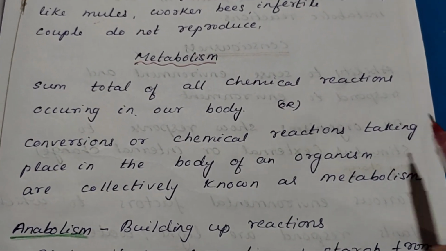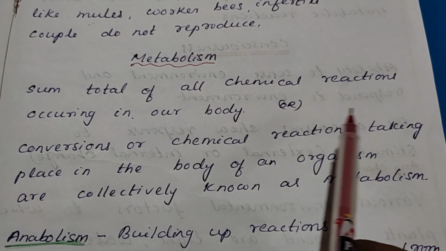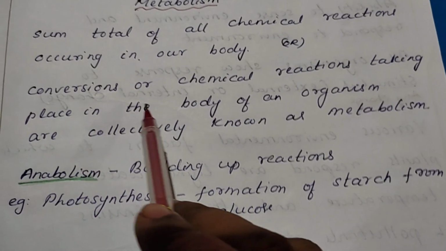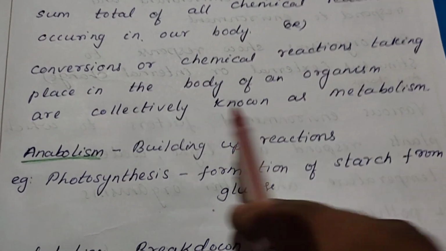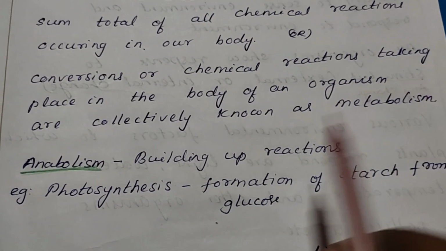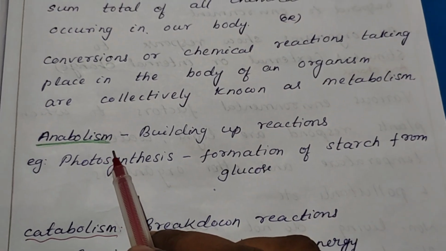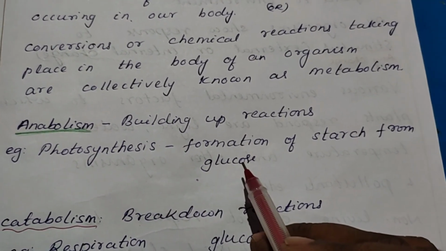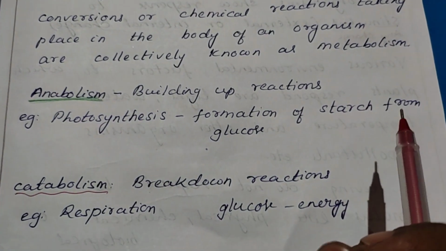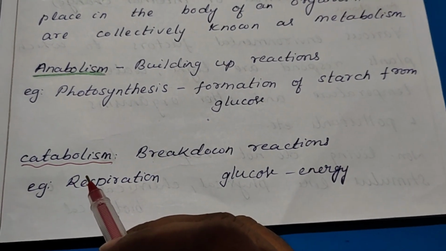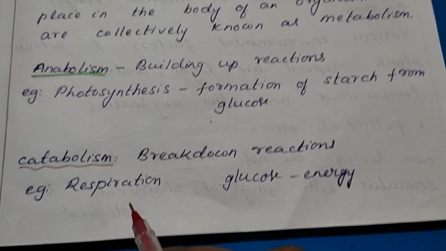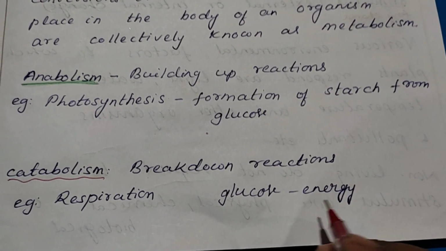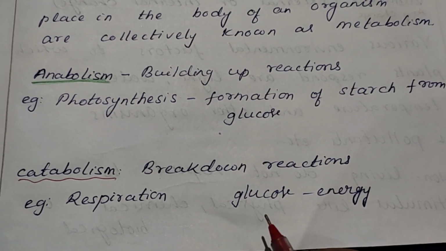Next, coming to metabolism. So what is metabolism? The sum total of all chemical reactions occurring in our body is called metabolism, or conversions or chemical reactions taking place in the body of an organism are collectively known as metabolism. Here again we can see two types. Anabolism: building up reactions, like photosynthesis. In photosynthesis, plants produce glucose using light, chlorophyll, everything. Now coming to catabolism: breaking something. Breakdown reactions we can see in catabolism. Example, respiration. Here glucose will be broken down into energy and water vapor. So this is catabolism.